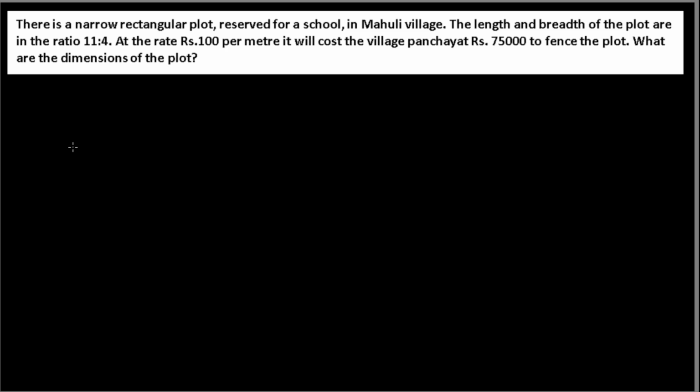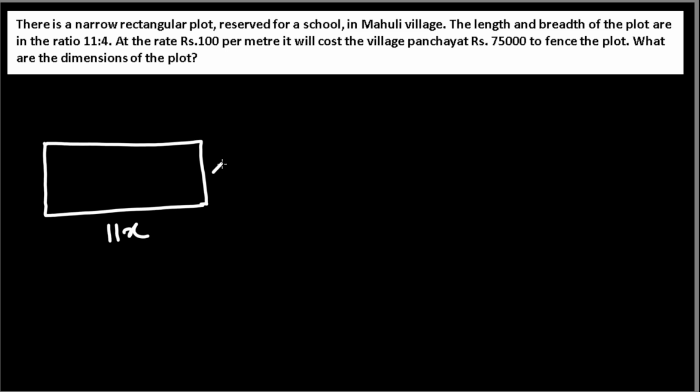The plot given is a narrow rectangular plot. The length and breadth of the plot are given to be in the ratio 11 is to 4. So we will assume the length of this plot to be 11x and breadth to be 4x, where x is a common multiple.